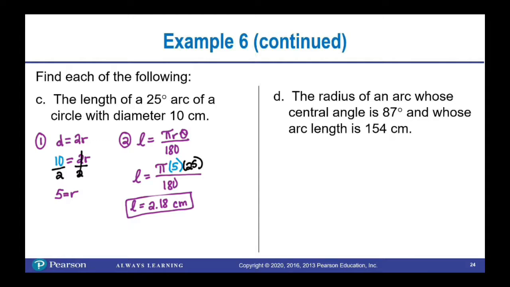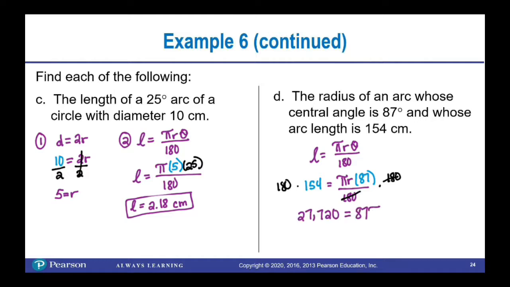Look at part D. Here we're asked to find the radius. We're given the angle and the arc length. First, here's our formula. Our arc length is 154. Plug in 87 for the angle, that's the theta. Multiply both sides by 180 to get rid of the fraction. On the left side, we have 27,720. To solve for r, divide both sides by 87 pi. When you type the left side into your calculator, you're going to type in 27,720 divided by 87 divided by pi, and you get 101.42 centimeters.